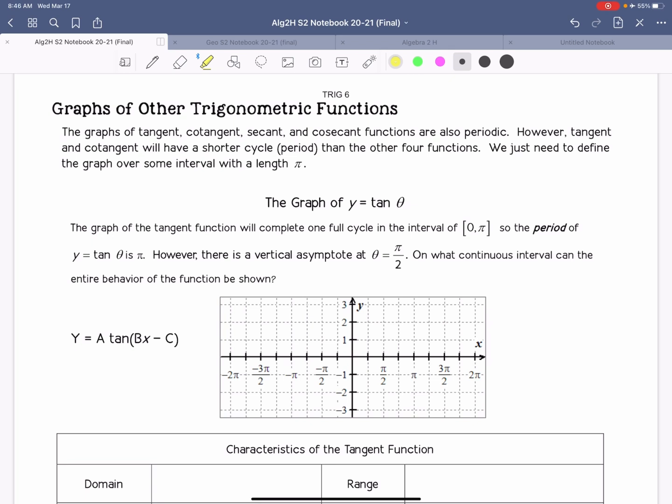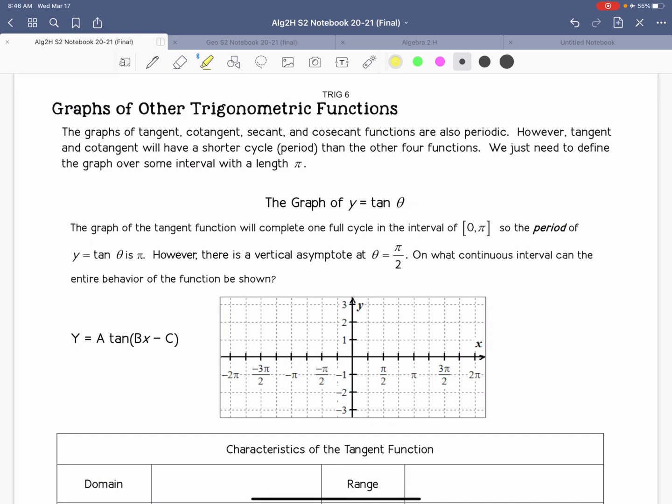So today we're going to talk about graphing other trig functions. We're going to cover tangent, cotangent, secant, and cosecant. It's really important for secant and cosecant that we have a good understanding of how to graph sine and cosine, because we use the sine and cosine graphs to help us graph the secant and cosecant graphs. And you're going to see that. First, we're going to start off with tangent and cotangent.